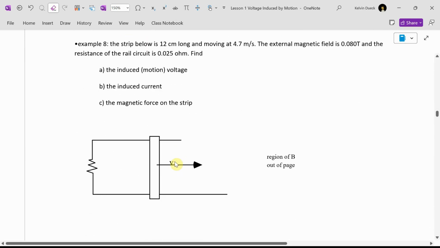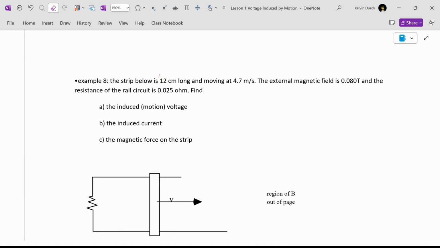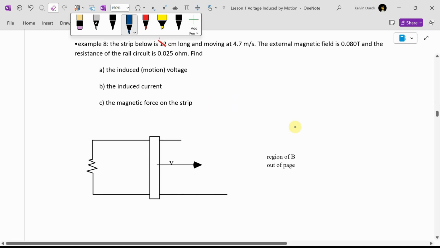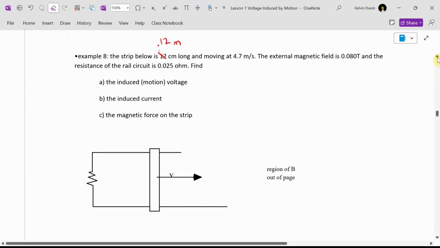Example 8. The strip below is 12 centimeters long. Nice try, Dueck. 0.12 meters. And it's moving at 4.7 meters per second. The external magnetic field is 0.08 teslas, and the resistance of the rail circuit is 0.025 ohms. It says find the induced motion voltage. We can do this right up here. The induced voltage is going to be BLV.